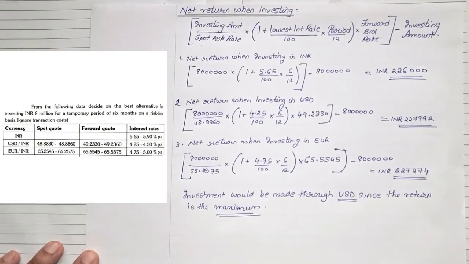What if now here they had given you bid and ask rate? What if bid and ask rate wouldn't have been given? Then how would we formulate the sum? So let us see that. That will be our second sum.